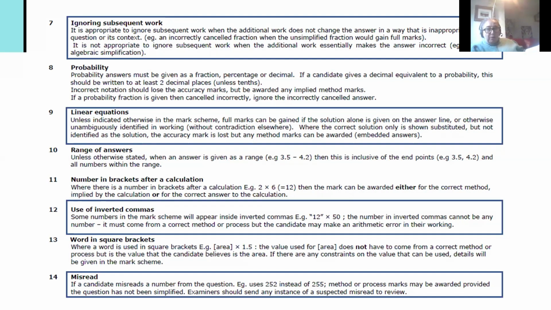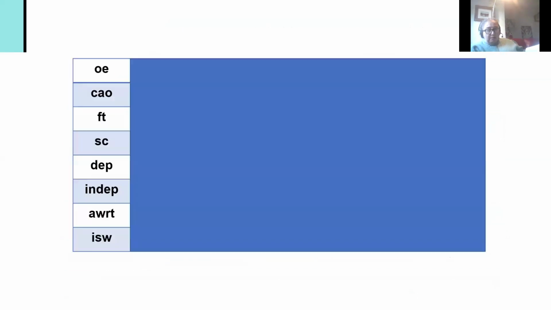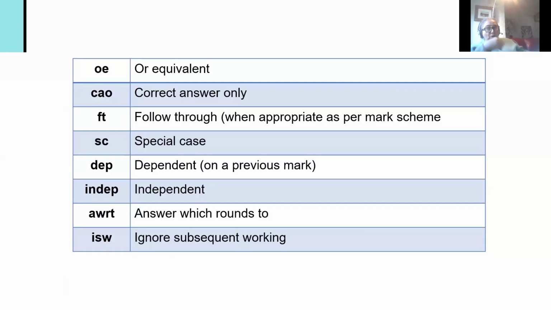So some other abbreviations that you will see, or equivalents: CAO for correct answer only, follow through when it's appropriate, special case, dependent, independent. So there are some marks that you can award independent of everything else that's going on in the question, answers which round to, and then ISW for ignore subsequent working.